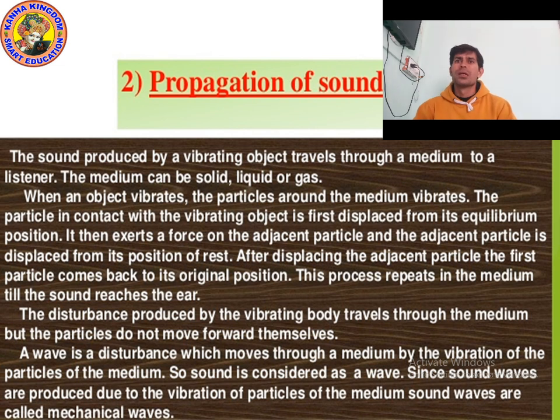So this disturbance is produced by the vibrating body and travels through the medium, but the particles do not move forward themselves. Remember kids, the particles do not move. They just oscillate and then come back to the rest position. So a wave is a disturbance which moves through a medium by the vibration of the particles of the medium.